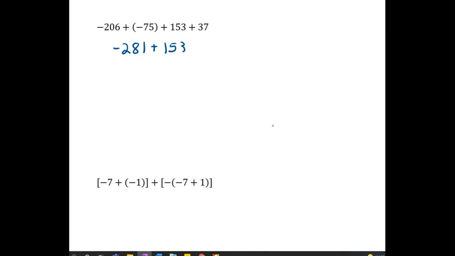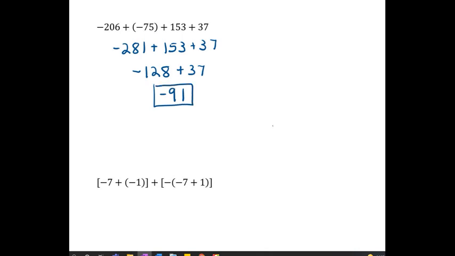Moving from left to right, I'm now going to say I have opposite signs, so I'm going to take the difference between 281 and 153, which is 128. I'm going to say, oh, but wait, the negative 281 had the bigger absolute value, so I'm going to keep this negative. And now again, I have opposite signs, so I take the difference between 128 and 37 and get 91, but I'm going to keep the sign of the bigger absolute value.